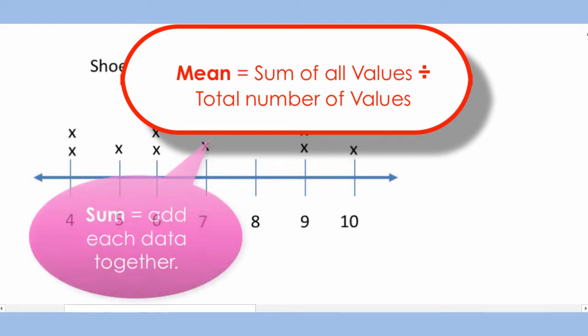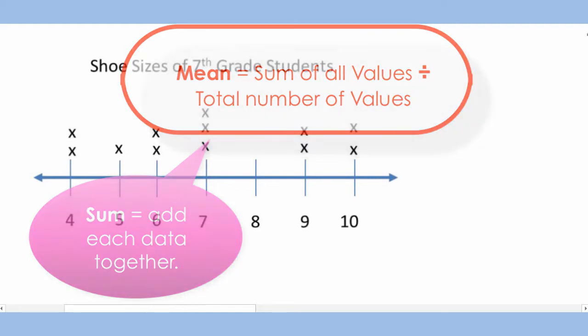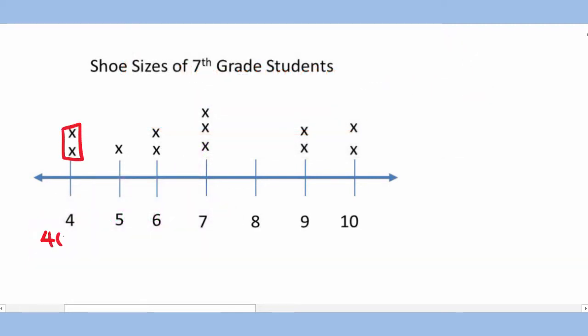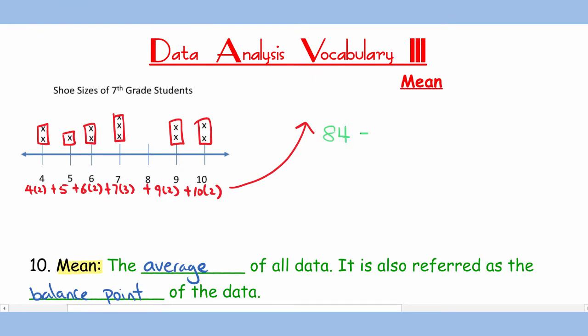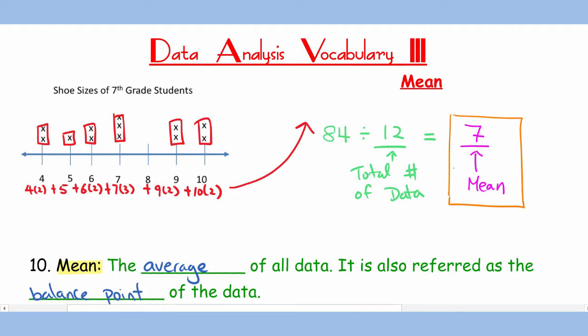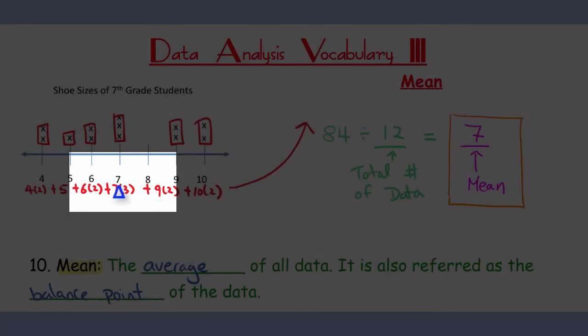To find the sum of the example above, we can add each number manually or first sum up the repeating values. And that leads us to 4 times 2 plus 5 plus 6 times 2 plus 7 times 3 plus 9 times 2 plus 10 times 2. This equals 84. Since there are 12 values in this data set, we need to divide 84 by 12, and that brings us 7 as the mean in this example. To show that the mean is 7 on the line plot, we can just draw a triangle underneath 7.